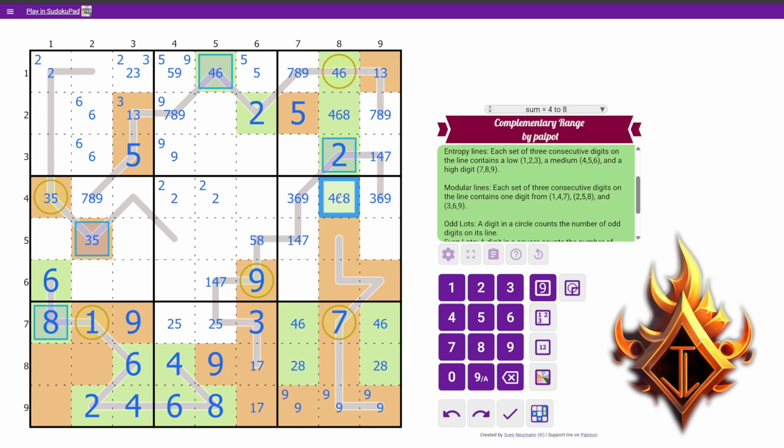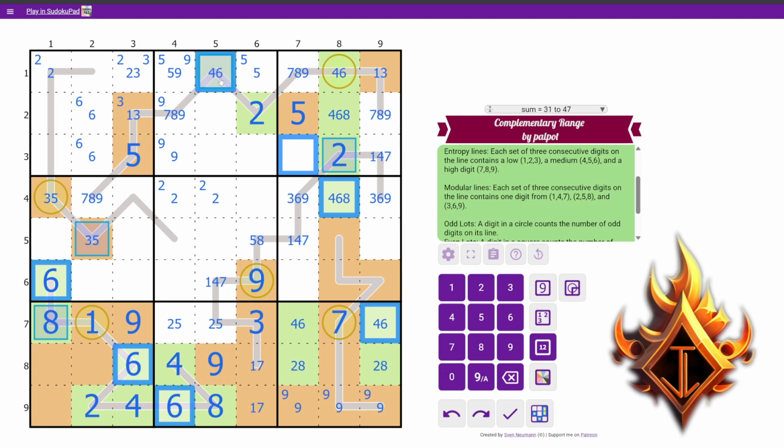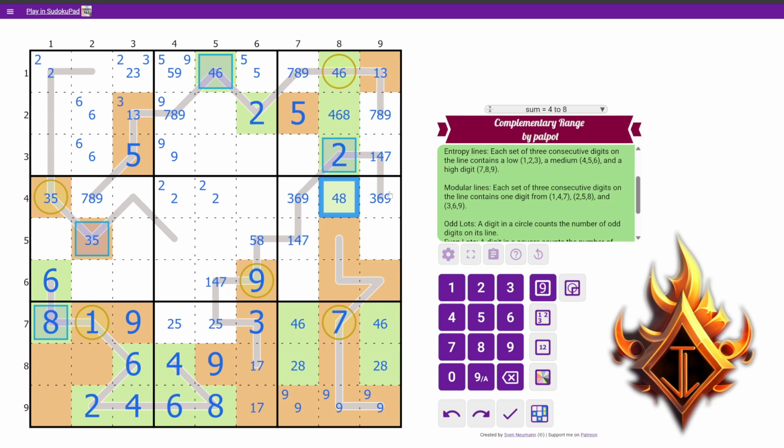If this is 6, though, it has to go there. Then it would go there. And then it would go there. And it cannot go there. So this cannot be 6. It is now 4, 8 only. That doesn't fully help me out.